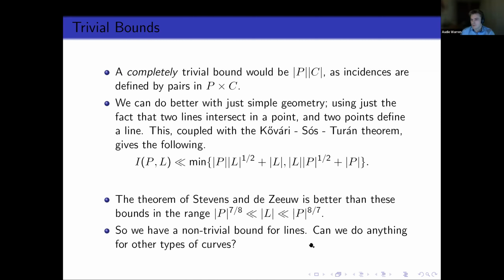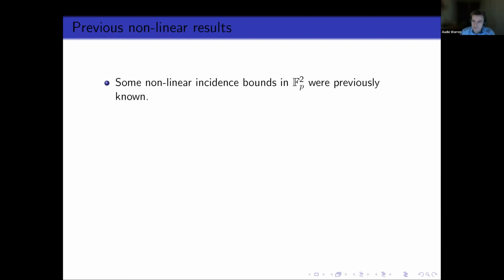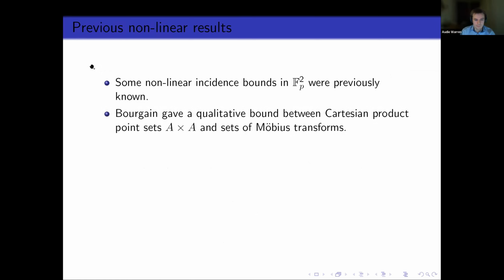But can we do anything for other types of curves? So what previous non-linear results do we have? When I say non-linear, I just mean an incidence bound for objects other than lines. So there were some non-linear incidence bounds known before. The first one, to my knowledge, was due to Bourgain, who gave a qualitative bound between Cartesian product point sets A cross A and sets of Möbius transformations. So I say qualitative because it just beats the trivial bound from the previous page by some nondescript epsilon.